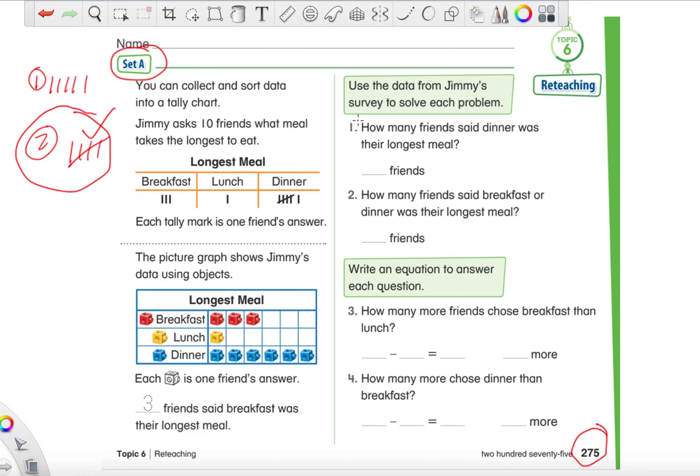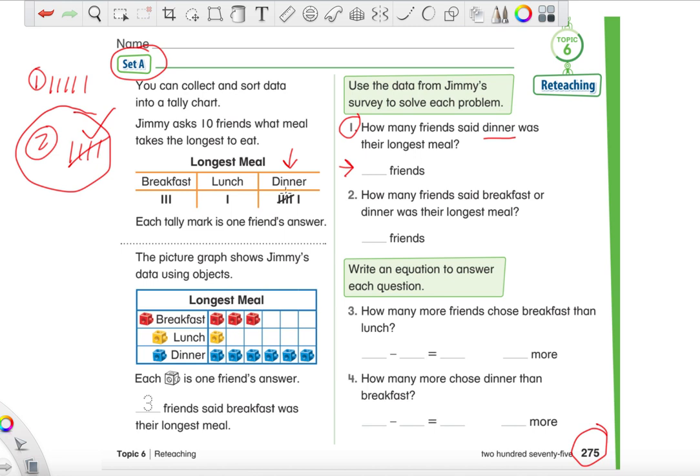So let's read question number 1. How many friends said dinner was their longest meal? And dinner is this last one right here. So you need to be able to read those tally marks and write the number on the line right here. So go ahead and do that. I'll give you guys a quick minute. Alright, if you're not done, pause the video.